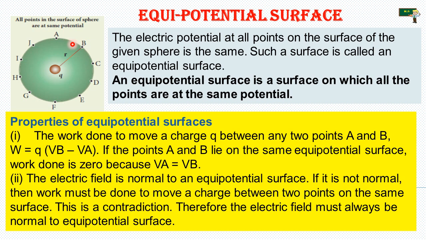The second property is that the electric field is normal to an equipotential surface. If it is not normal, then work must be done to move a charge between 2 points, between point A to point B or point B to point C on the same surface. This is a contradiction. I know you all know what is meant by contradiction. Therefore, the electric field must always be normal to the equipotential surface.